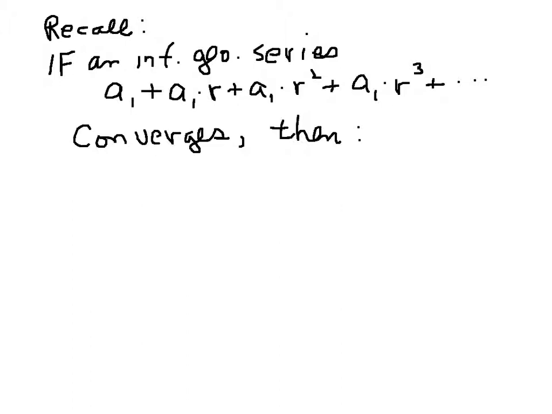So let's remember about an infinite geometric series, and this is what an infinite geometric series looks like. Now, if this converges, then we know that, number one, r has to be between -1 and 1, and we also know that the limit to which it converges is a sub 1 over 1 minus r.